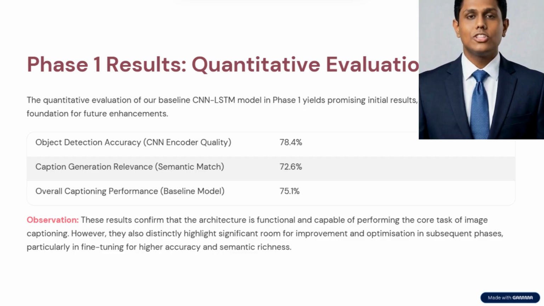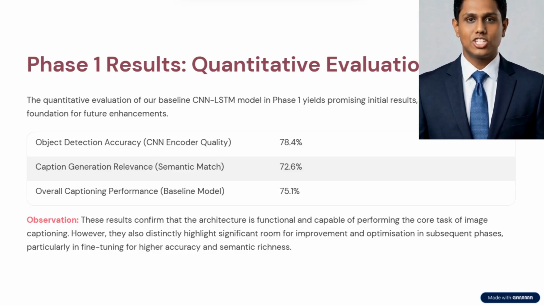Let's discuss the results of our Phase 1 experiments. We evaluated our model using both quantitative metrics and qualitative observation. Looking at the metrics table, our object detection accuracy stood at 78.4%. This metric measures how well the Inception v3 encoder captures essential visual features. A high score here confirms that our eyes, the CNN, are working correctly.